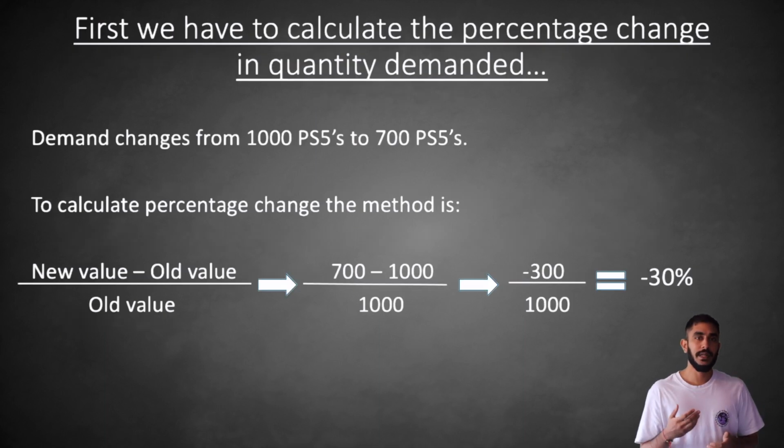So, let's see how we get the answer. First, we have to work out the difference between our new demand for PS5s, which in this case is 700, and our original value, which is 1000. That gives us minus 300. Then we work out the difference between the two values as a percentage of the original value, which in this case was 1000. Minus 300 over 1000 as a percentage is minus 30%.